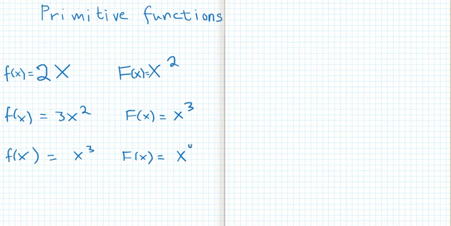But maybe this is not everything, because let's check if this is correct. If we find the derivative of this, it should be this, right? So we can just write down here, well, 4 goes in front, 4 times x, decrease 4 by 1, so it's going to be to the power of 3. This is not exactly what's here, so we have to do something about this 4. How can we do that? Well, if we divide this by 4, we'll get rid of the 4.